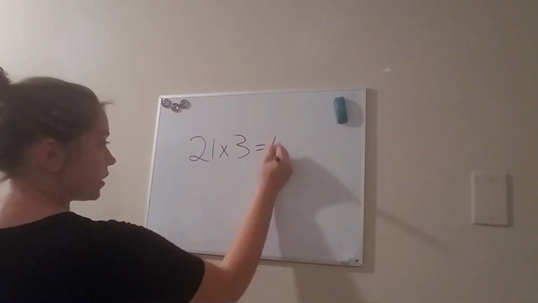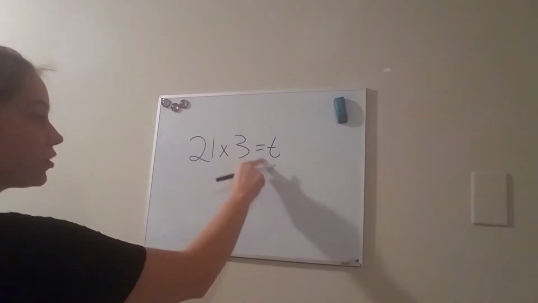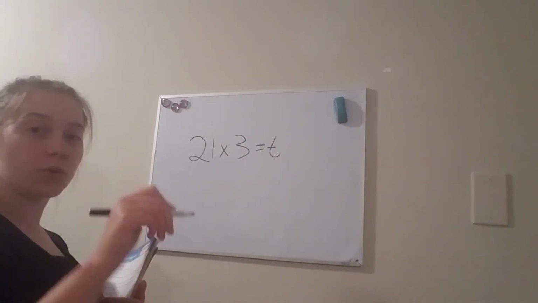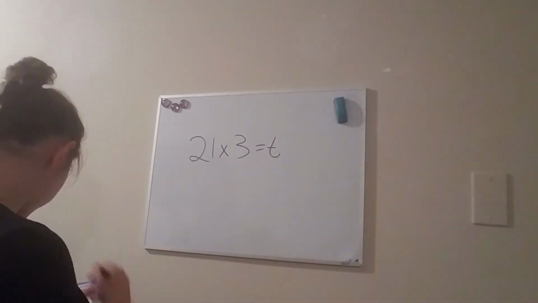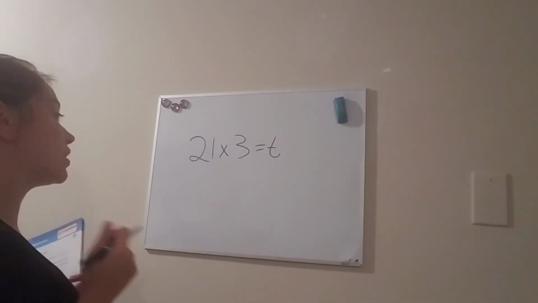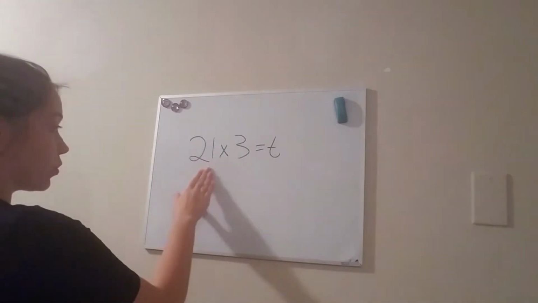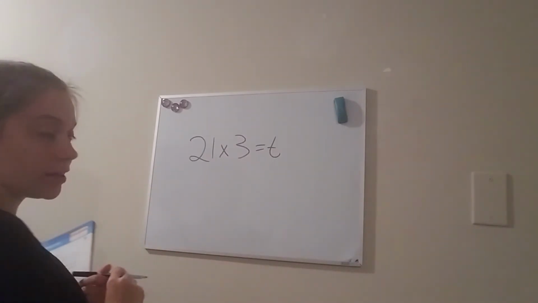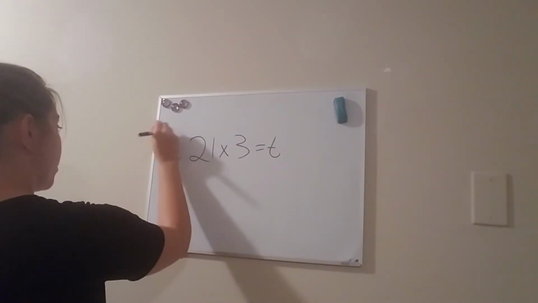And then we're going to get, I'm going to put a T as my unknown for Tanya. I put the little hook because if I just put a lowercase t, then it looks like a plus sign. Okay? So 21 times 3 equals Tanya's age, right? Tanya is 3 times as old as Sally, and Sally is 21. So that's my equation with my unknown.